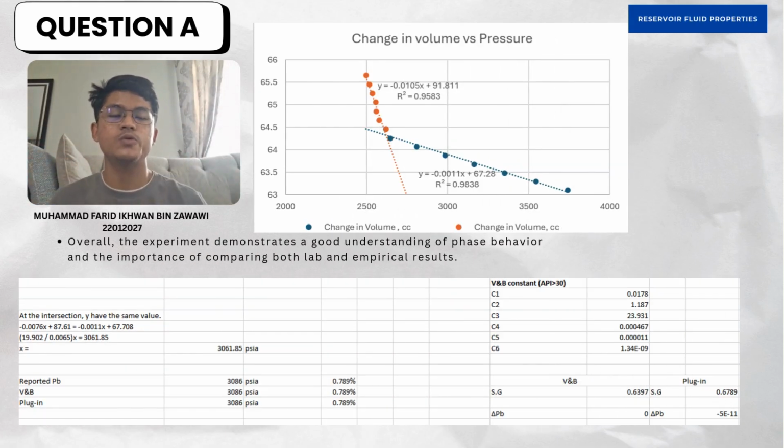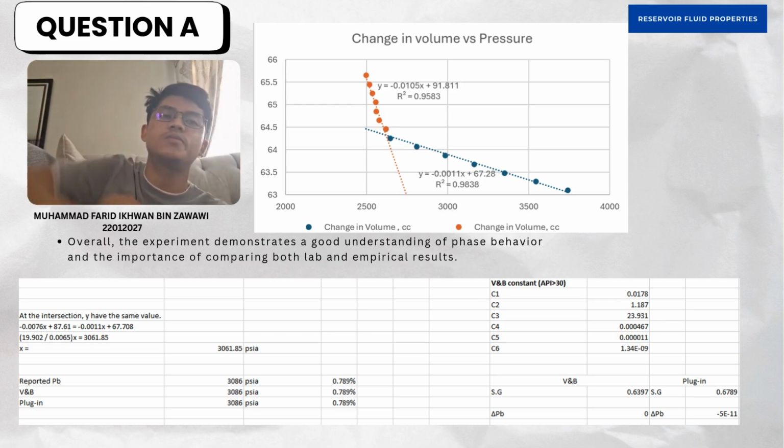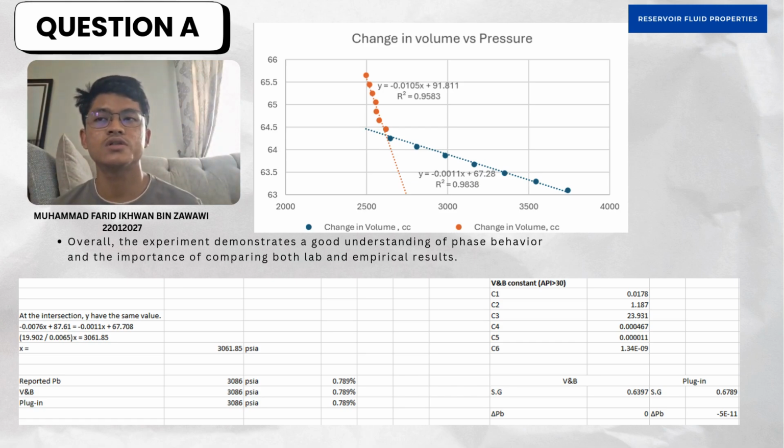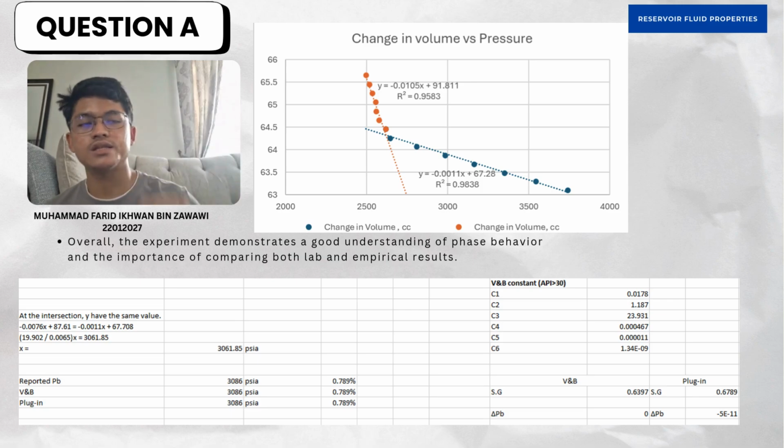For our second sample, we also use the same method and procedure to analyze this core sample. First, we plot the graph below the bubble point and also above the bubble point. The saturation pressure that we got is 3061.85 psia, and we also take as reference the reported Pb from the CCE test.